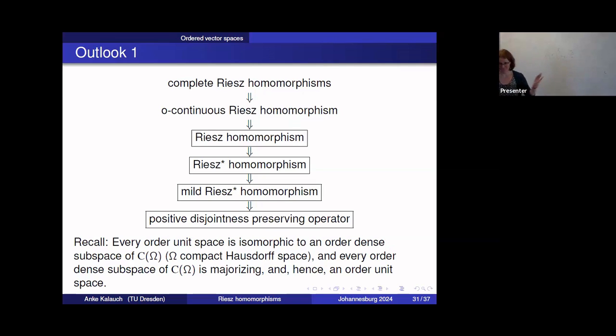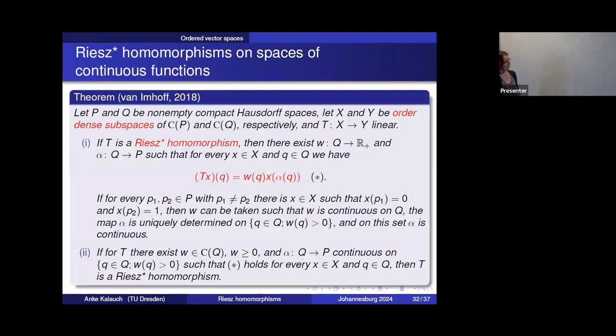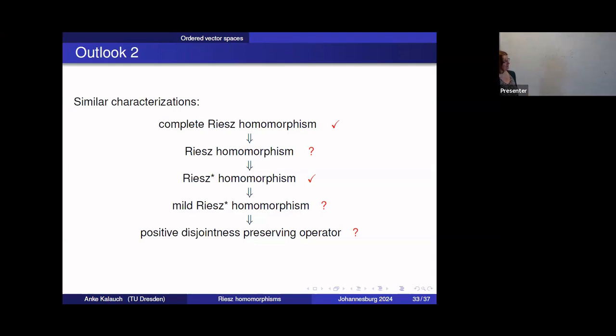Just let me mention the last two words. The second question was, can we represent these types of operators when we are in spaces of continuous functions? The answer is yes. In fact, we can find such a representation for complete Riesz homomorphisms, for Riesz homomorphisms, and for the others we don't know yet. So this is a list of open questions we have.